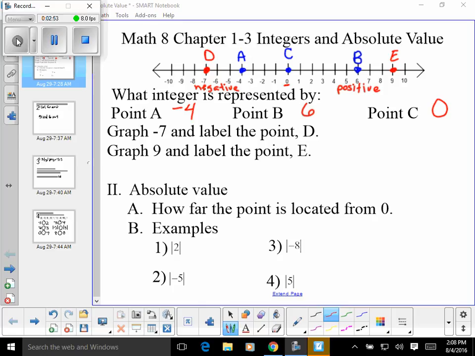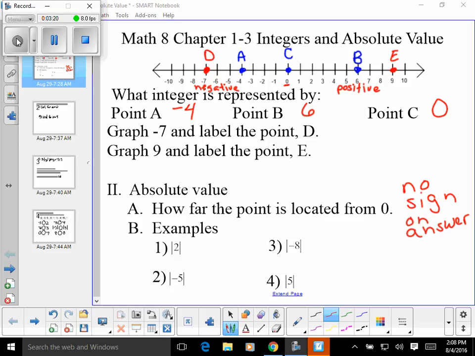The next part of our lesson is absolute value. This really just tells us how far the point is located from 0. And please note that there is no sign on the answer. It's really not a positive or a negative, it's just telling us how far away the unit is.